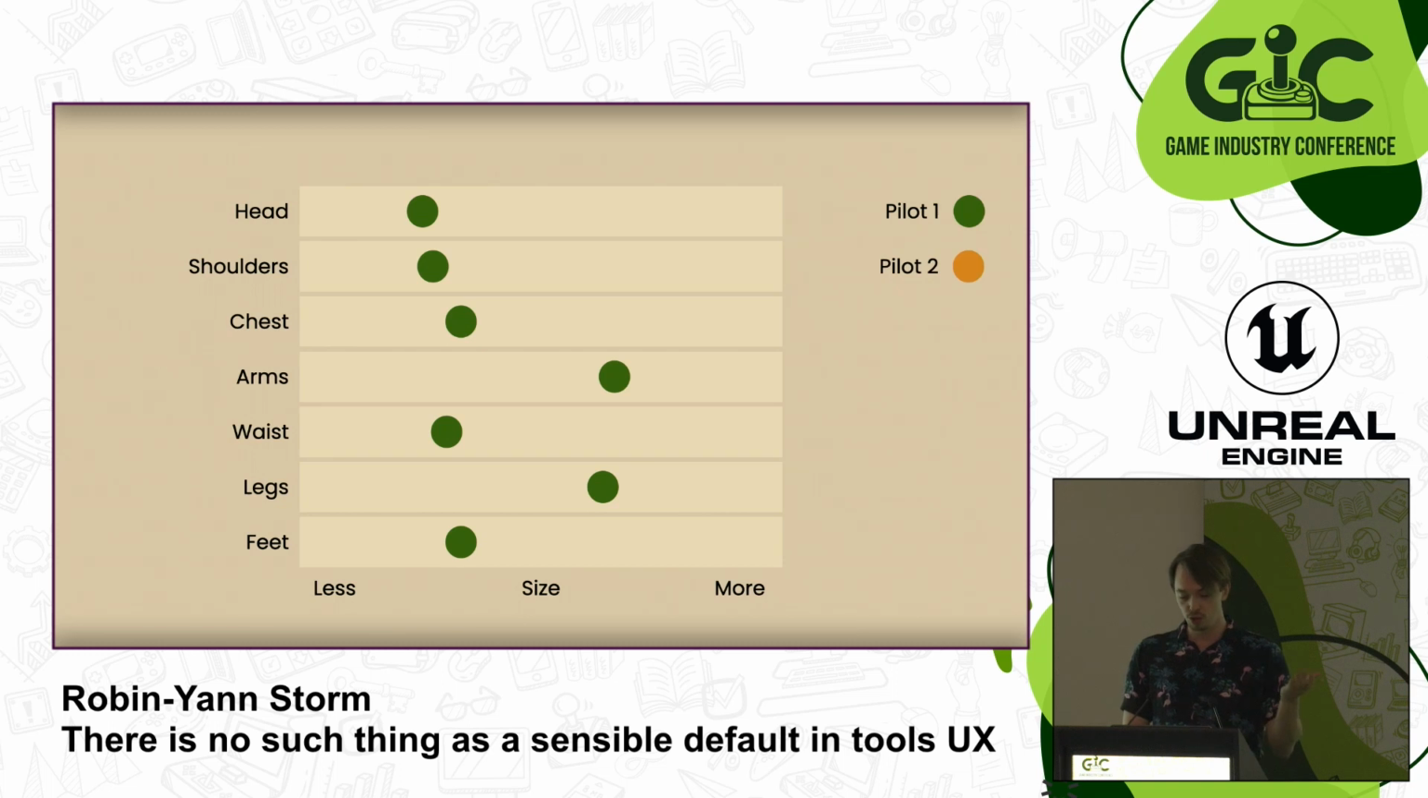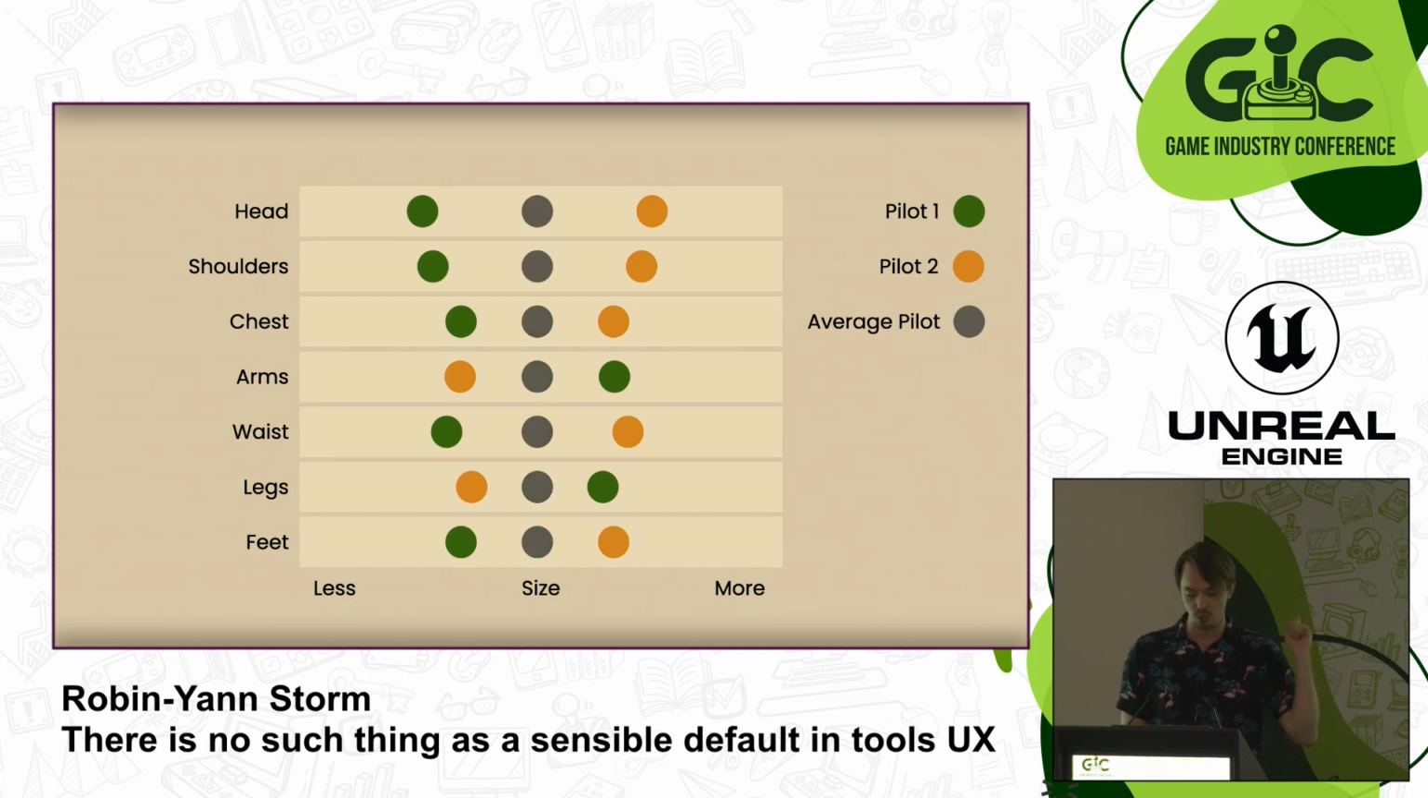All right, pilot two: larger head, larger shoulders, larger chest, smaller arms, larger waist, longer legs, and bigger feet. Now we can see, of course, from this, the average pilot is this one. Now pilot one isn't comfortable, and pilot two also isn't comfortable. So the average pilot here is just going to make these people uncomfortable.